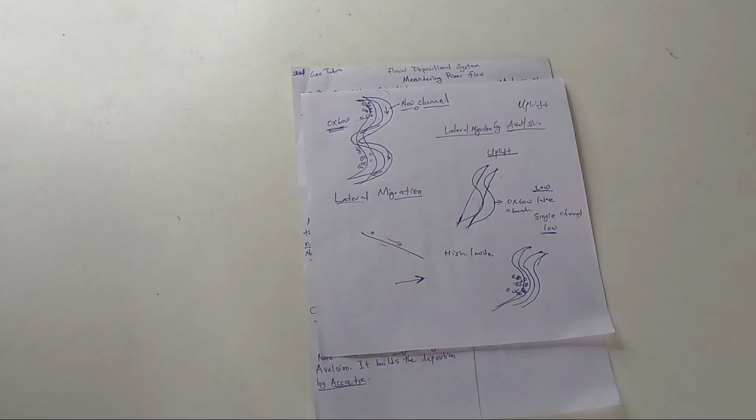One way is by uplift, which makes the terrain tilt. Another way is by lateral migration by avulsion.